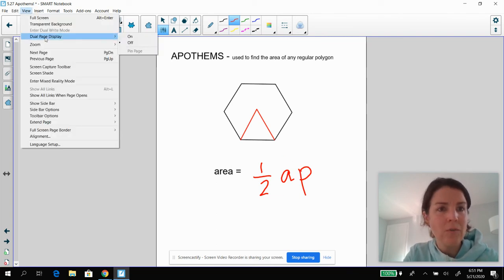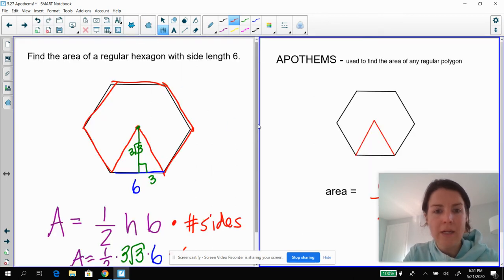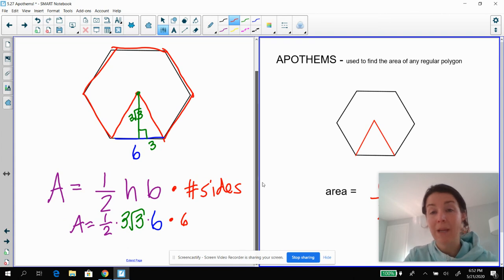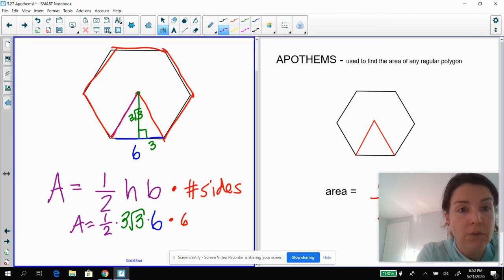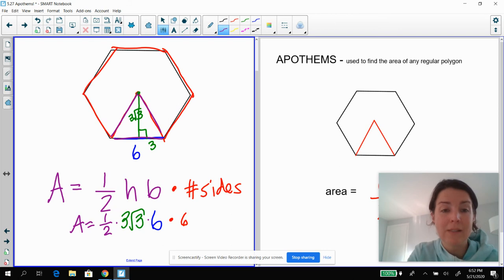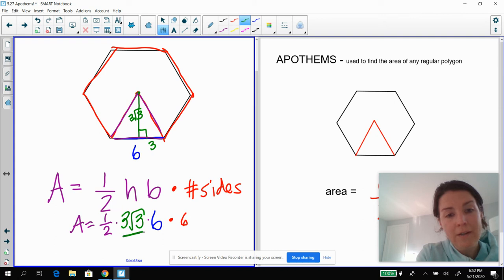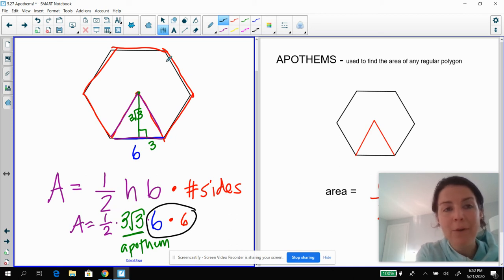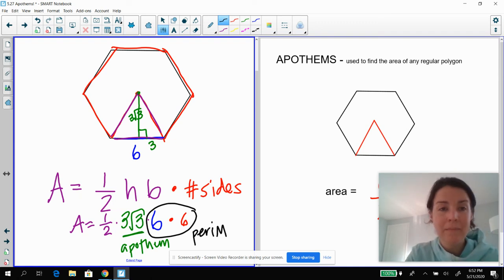So let's go back to that previous slide. So if you look here, we said that my area was 1/2 height times base instead of base times height, but this purple thing was this triangle, right? The area of this whole triangle was 1/2 height times base. Then we multiplied the area of that triangle by the number of sides that we have. So look what's kind of cool here. This right here is also our apothem, right? And then if you look at this piece, 6, which is the base, times the number of sides that you have, this is your perimeter. Isn't that kind of cool?